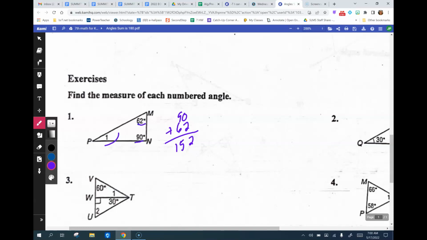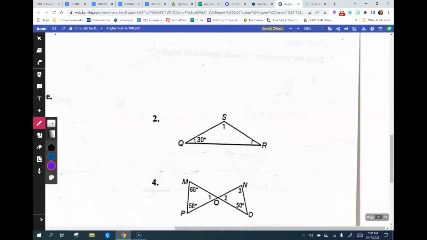Now I have to find this angle, and we know the three angles of a triangle add up to 180 degrees. So we're going to take 180 minus 152, and I get 28. Is that what you got? I hope. Yep, that looks right. Good. Let's look at the next one.